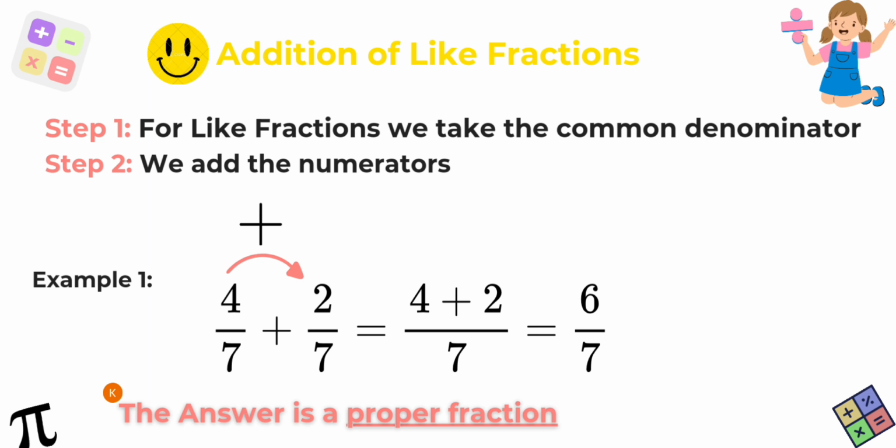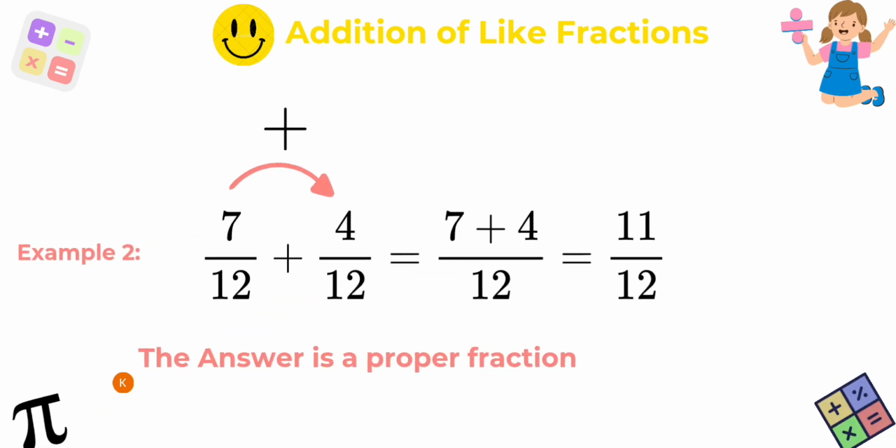4/7 plus 2/7. They have a common denominator. We take the common denominator, which is 7, and we add up the numerators, which is 4 plus 2 equal to 6. Our result here is a proper fraction. So we are moving to example 2 on addition of like fraction.